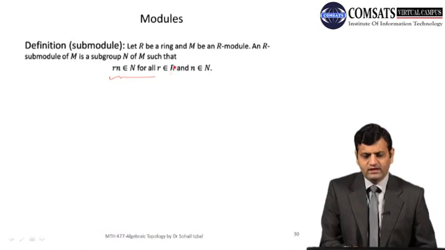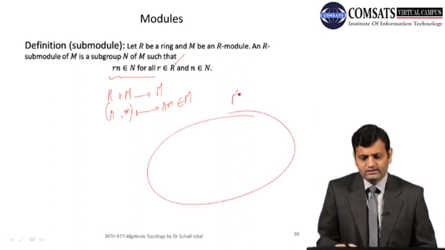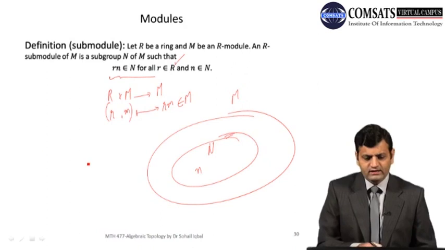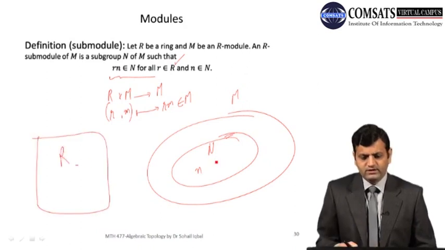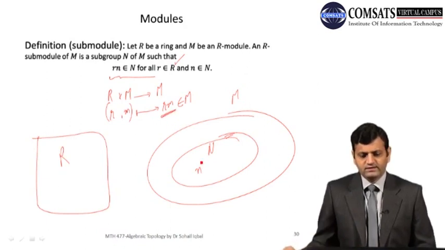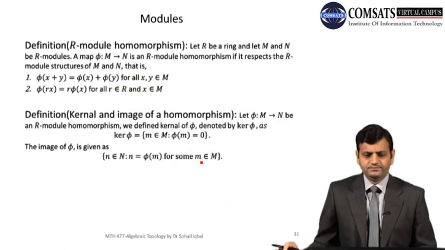In other words, if I take any element of R and any element of N, then r n should belong to N. So remember, we have an action of R on M, and if you take any element of R and any element of M, then this r into m should belong to M. But now if I have a subset N of M, then it must also satisfy this condition: if I take any element from this set and any element from the ring, then their multiplication, this special multiplication, should also belong to N. So if these conditions are satisfied, then we say that this is a submodule.